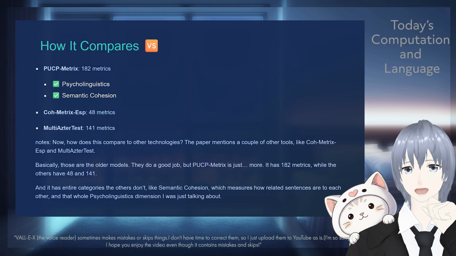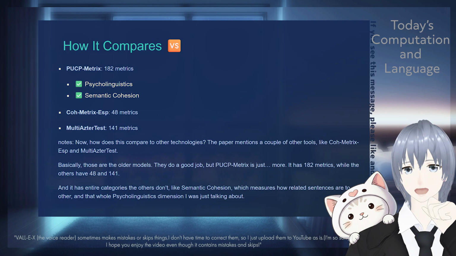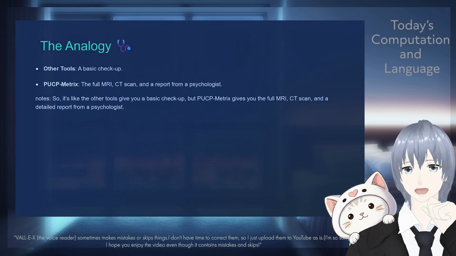Now, how does this compare to other tools? Like Coh-Metrix and MultiAzterTest. Basically, those are the older models. They do a good job, but PUCP-Metrix is just more. It has 182 metrics, while the others have 48 and 149. And it has entire categories the others don't, like semantic cohesion, which measures how related sentences are to each other. And that whole psycholinguistic dimension I was just talking about. So, it's like the other tools give you a basic checkup, but PUCP-Metrix gives you the full body scan and a detailed report from psychologists.